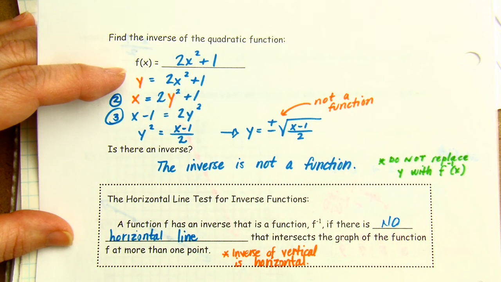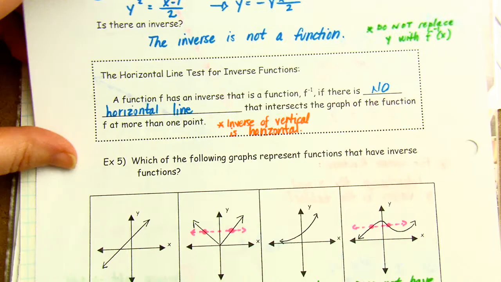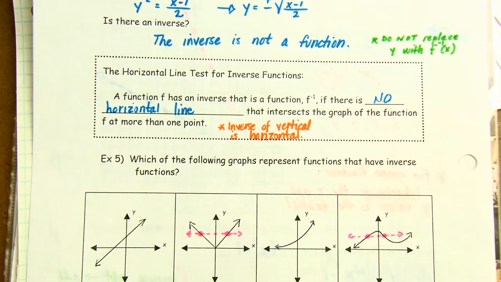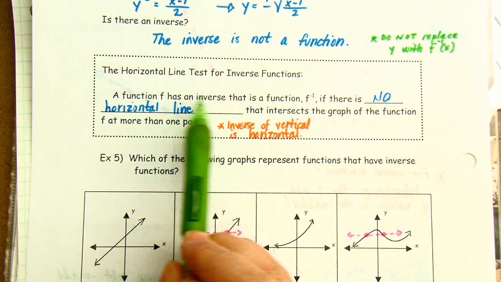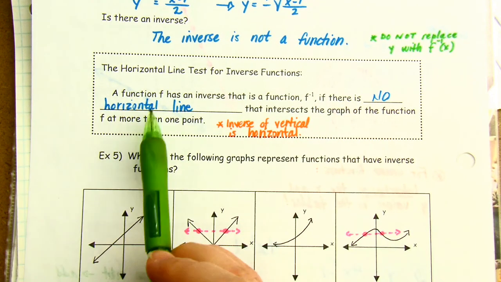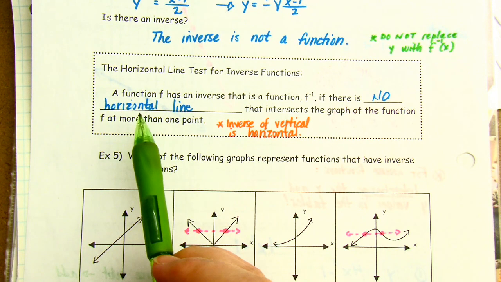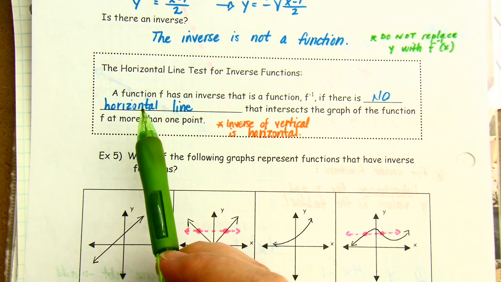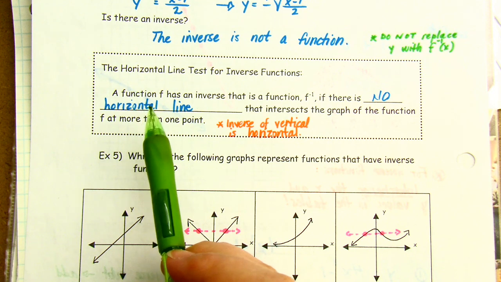Horizontal line test. Well, horizontal is the inverse of vertical. And so if I'm given the graph of some function or non-function, I can do the horizontal line test to see if the inverse is a function. A function f has an inverse that is a function, f inverse, if there is no horizontal line that touches the graph in more than one place. So we have the vertical line test to tell if a graph is a function, and now we have the horizontal line test to tell if the function has an inverse that's a function.